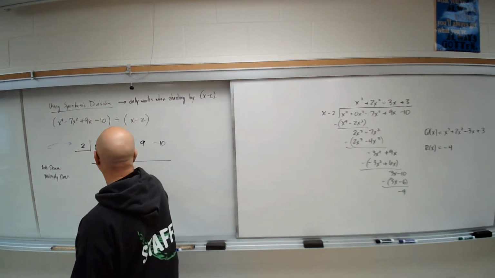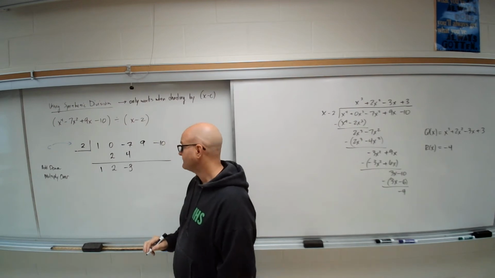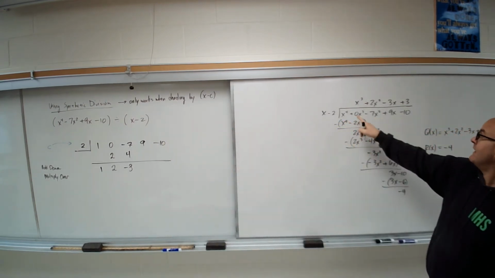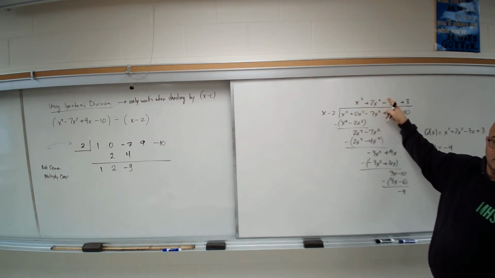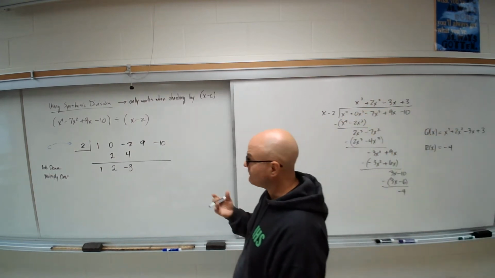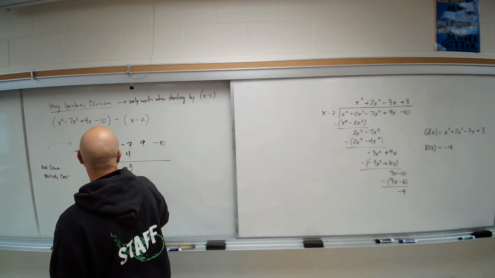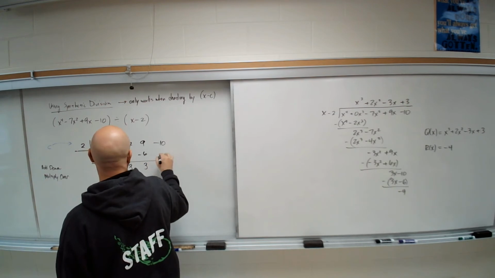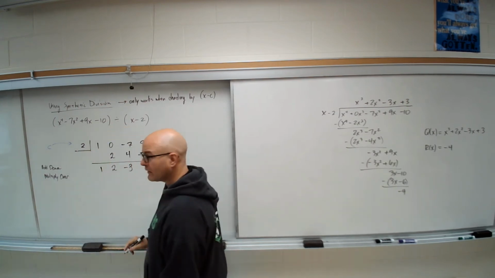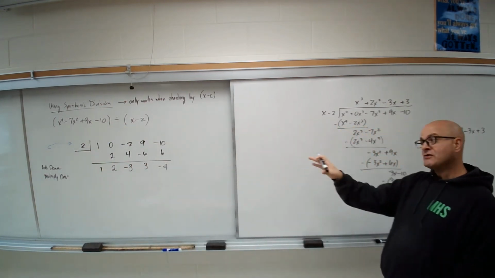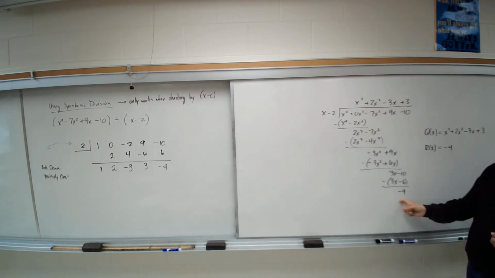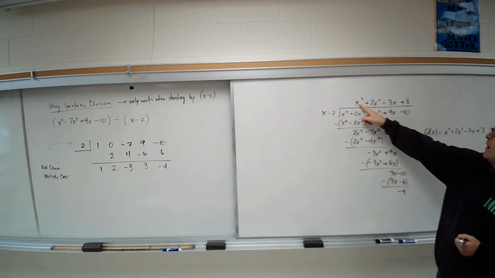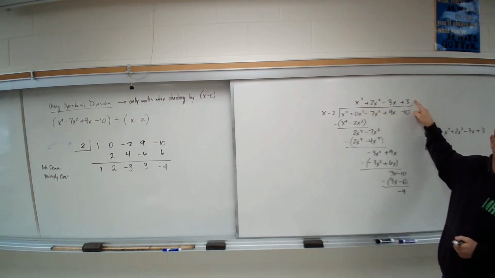Negative 7 plus 4 is negative 3. You might notice 1, 2, negative 3. That bottom row is giving us the quotient plus the remainder. 2 times negative 3 is negative 6, which gives us 3. And then 2 times 3 is 6, which gives us negative 4. So if you look now at those coefficients on the bottom, our remainder was negative 4. The coefficients were 1, 2, negative 3, 3.